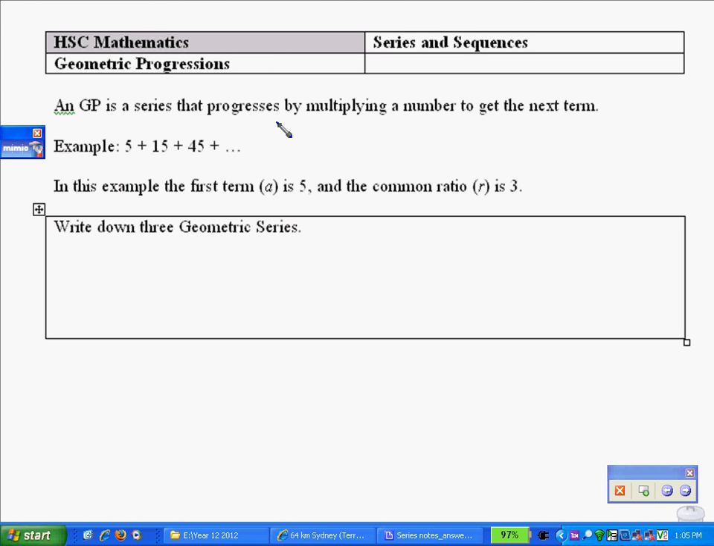The only one we really probably won't get is 0. We can't multiply by 0 because that'll make the next term 0. We generally don't do 1 either because that's not really a series as such. It's just a collection of the same number.